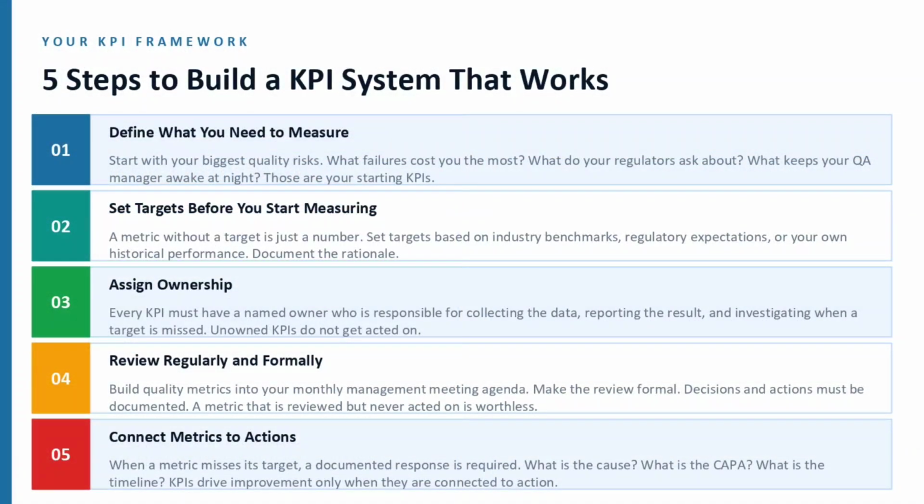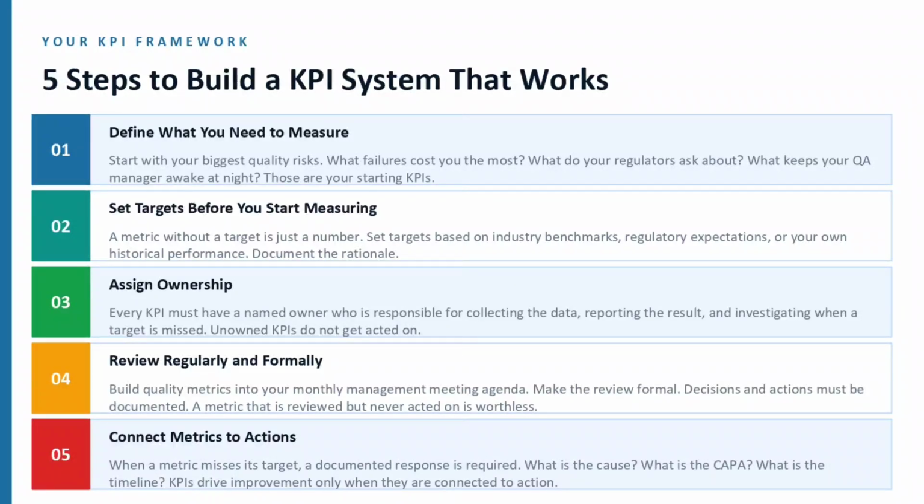Let me give you a practical 5-step framework for building a KPI system that actually works. Step 1. Define what you need to measure. Do not start by copying someone else's KPI list. Start with your biggest quality risks. What failures have cost you the most in the past? What does your regulator focus on when they visit? What does your QA manager worry about most? Those risks should drive your initial KPI selection.